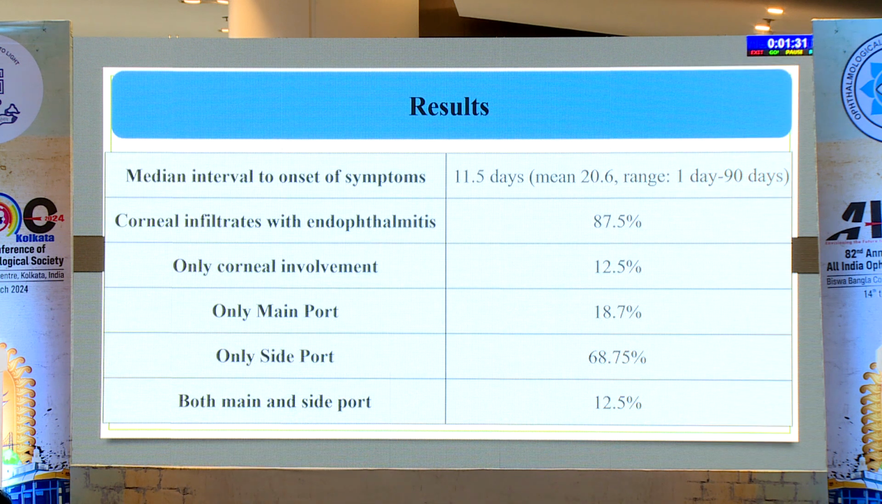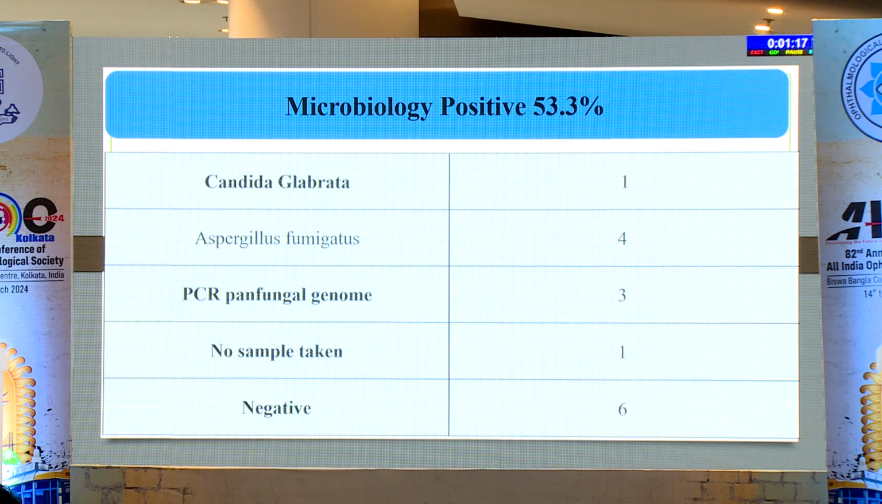Coming to my results, the median interval to onset of symptoms was 11.5 days. Corneal infiltrates with endophthalmitis were present in 87%. Only corneal involvement in 12%. Main port in 18.7% and only side port in 68.75%. Microbiology positivity could be attained in 53% of patients. Most of them were Aspergillus fumigatus, with Candida in 1 and PCR panfungal genome in 3 patients.